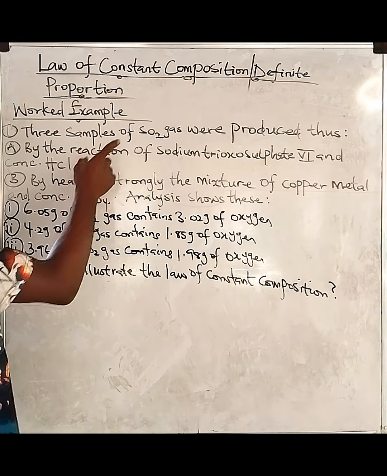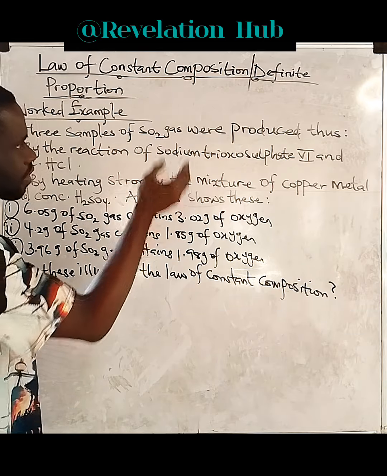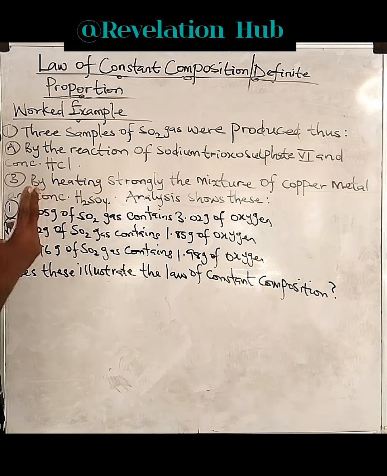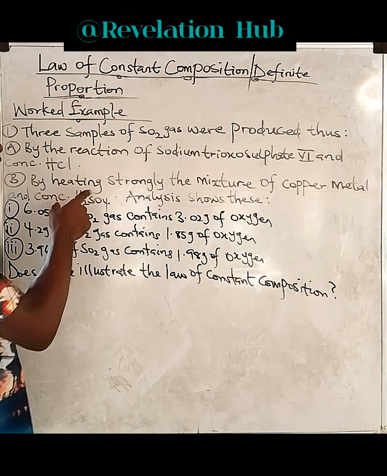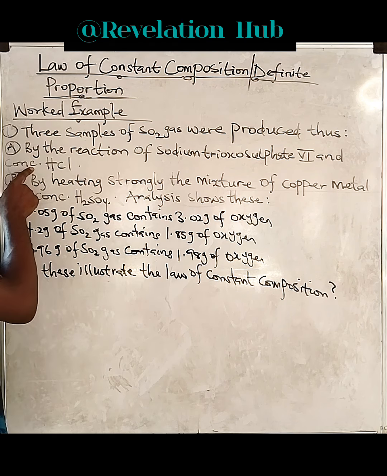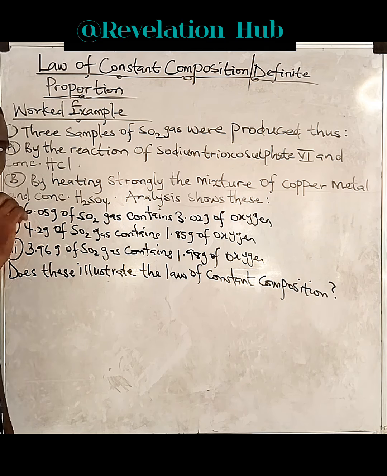Three samples of SO2 gas, that is, sulfur dioxide gas, were produced first. These were the ways they were produced. They were produced using two methods of production. One, by the reaction of sodium trioxosulfate(IV) and concentrated hydrochloric acid. That's the first method of production.